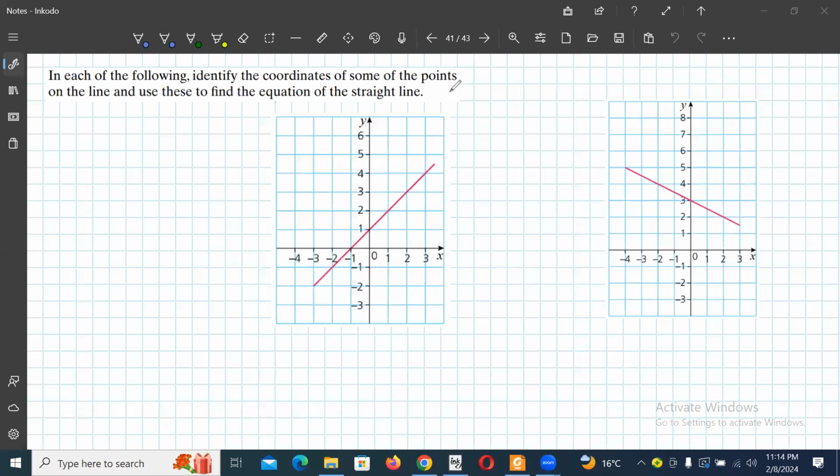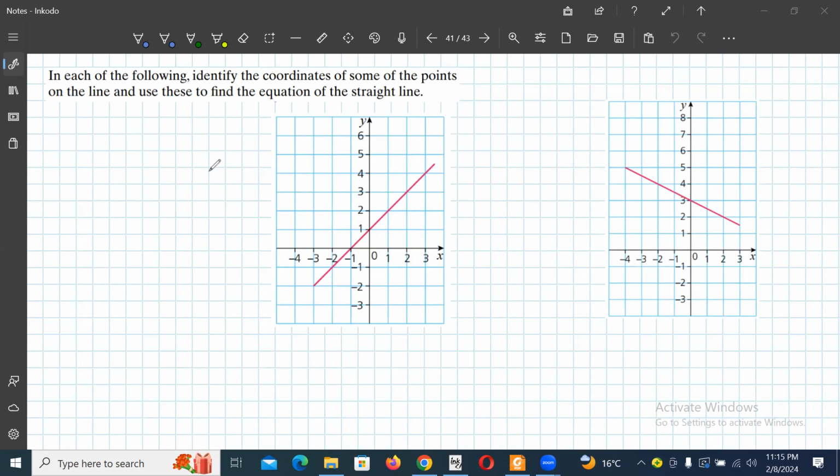Hi viewers, in this part of coordinate geometry we will discuss how to find the equation of a straight line when the line is given on graph paper. First of all we will find the gradient, and once we find the gradient, then we will find the y-intercept, which is the point where the line cuts the y-axis. That point is called the y-intercept point, or we can say the slope-intercept point.